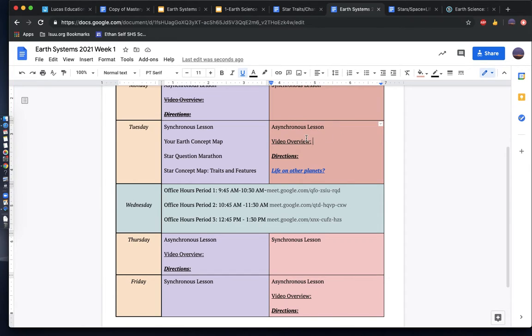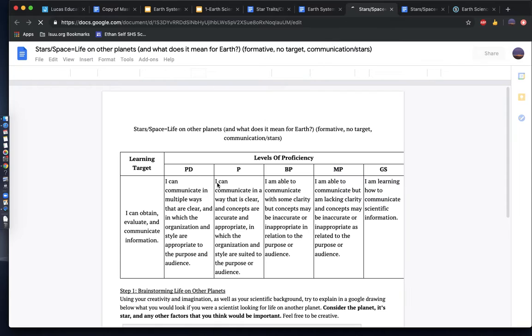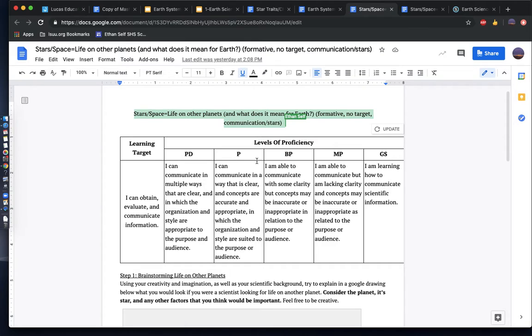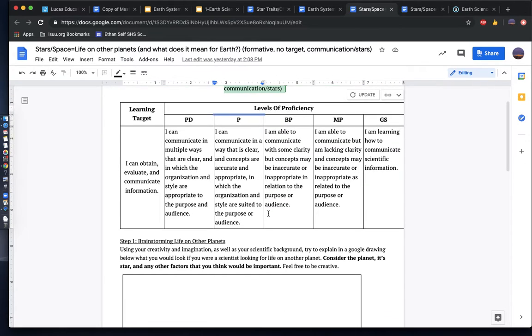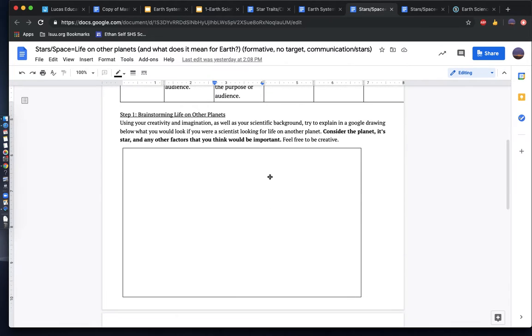So our work for today is going to be a quick assignment where I'm going to be taking a look at your ability to communicate scientific ideas. It's called Life on Other Planets. I don't want you to worry about the rubric here or the naming. We'll get into how I assign information and how you're going to be graded this semester, but I do want to talk about the 3 steps that you're going to be working on.